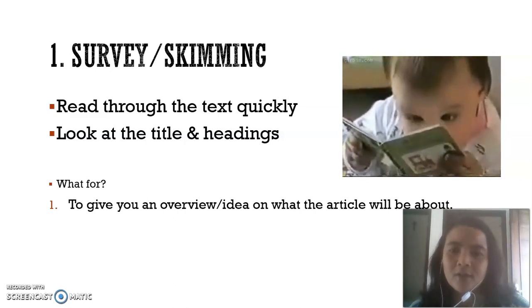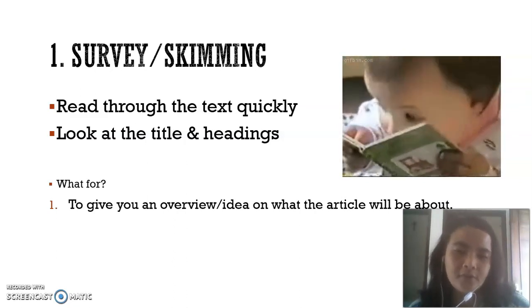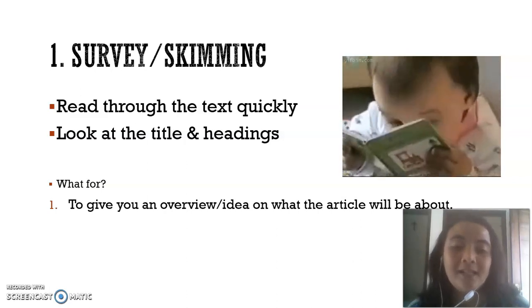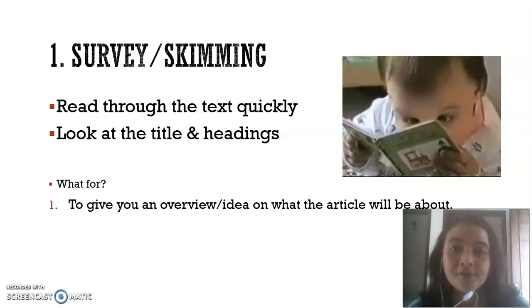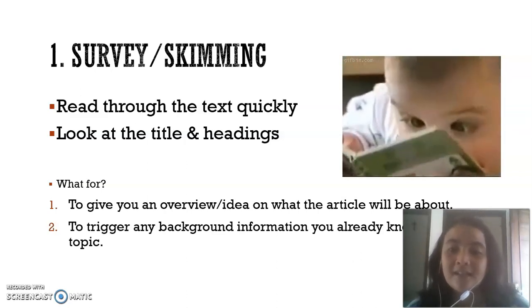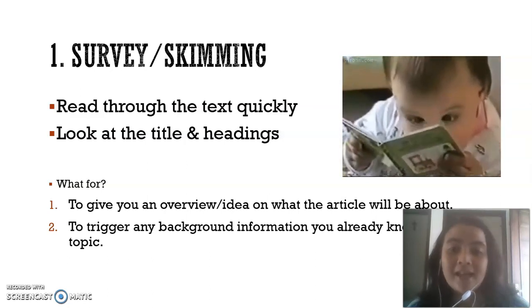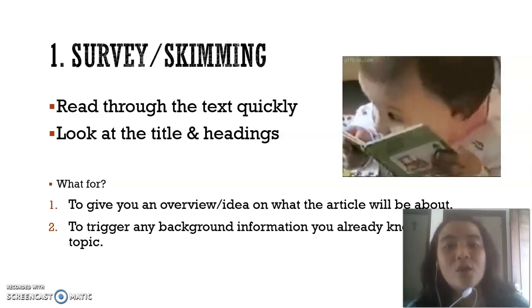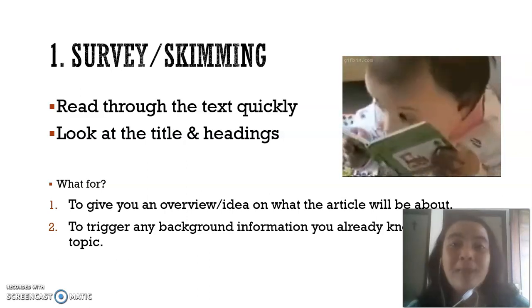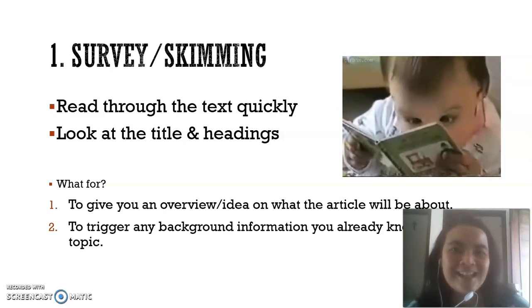And what is it for? So you do survey or skimming to give you an overview or give you some idea on what the article will be about. Looking at the title and headings will trigger any background information that you already know about the topic, so you will not be blank when you're starting to read a text.